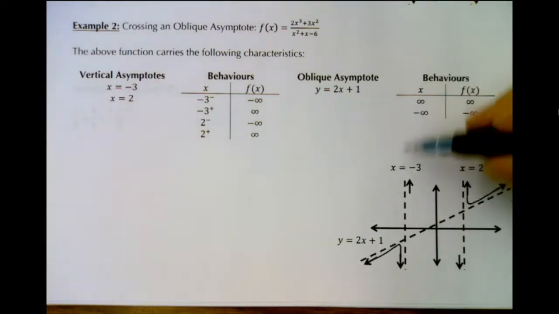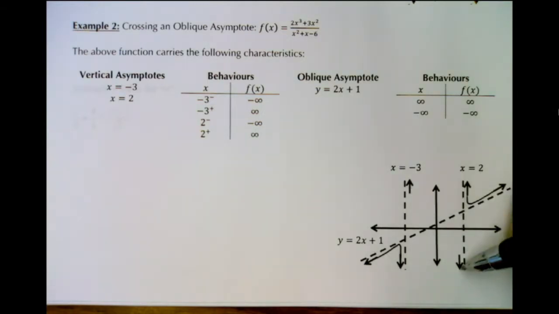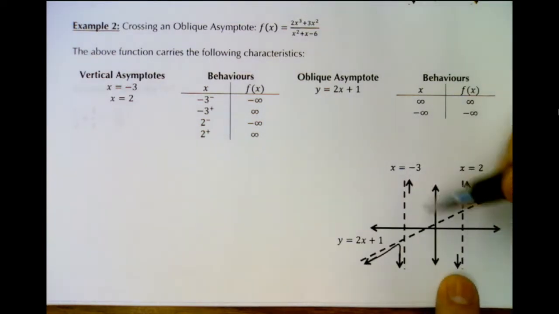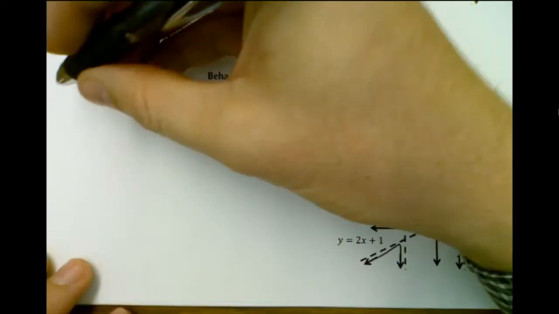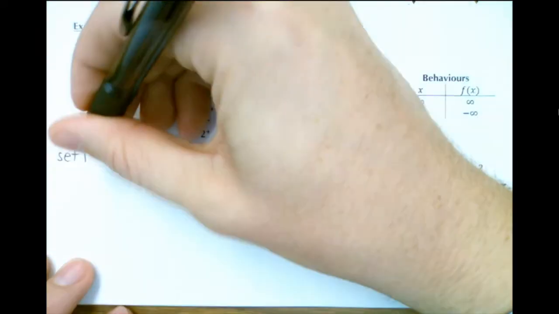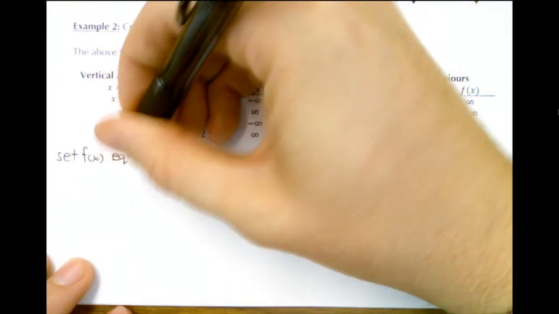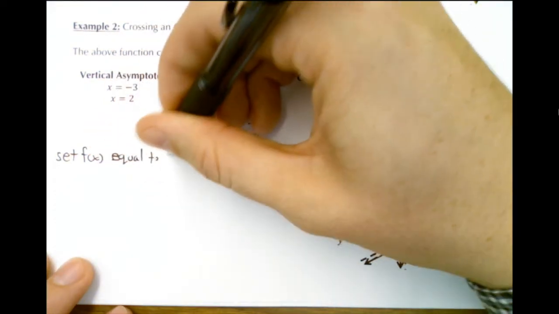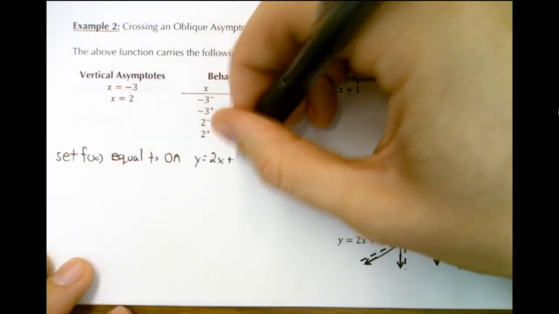But since around our vertical asymptote we had a behavior of up on the right side and down on the left side of our second vertical asymptote, the only way to go from here to here is to cross that line in the middle. So the question is, where does it cross? Well, we use the same idea. We take our function f of x and we set f of x equal to the oblique asymptote y equals 2x plus 1.